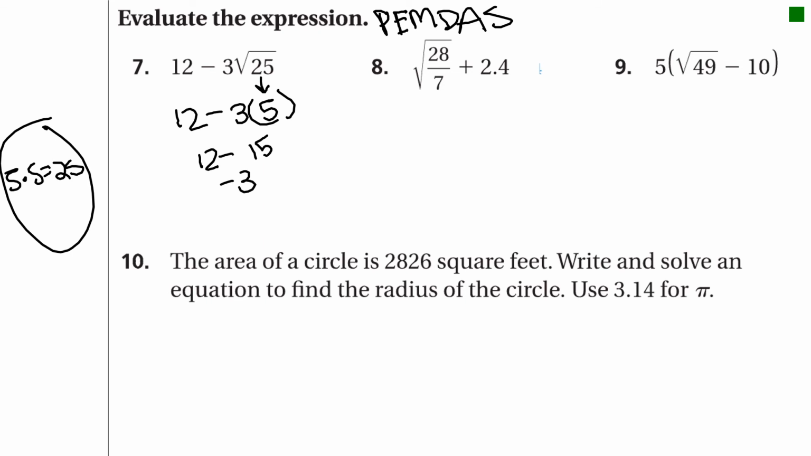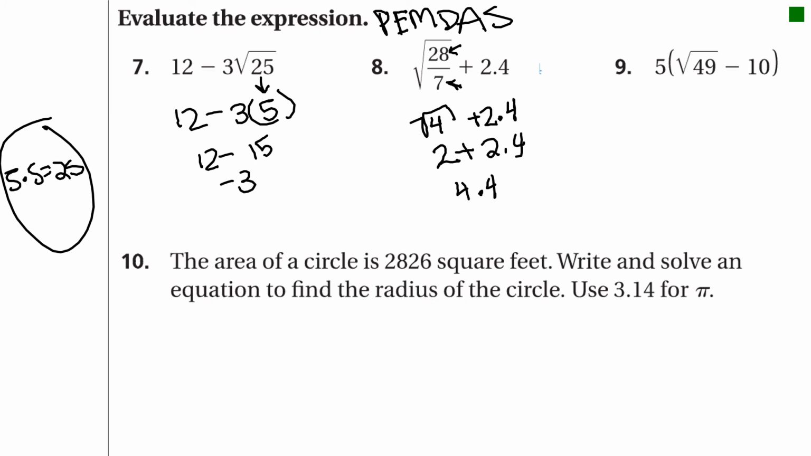28 divided by 7 is 4. So this is now going to become the square root of 4 plus 2.4. The square root of 4 is 2, because 2 times 2 is 4. And 2 plus 2.4 is 4.4.